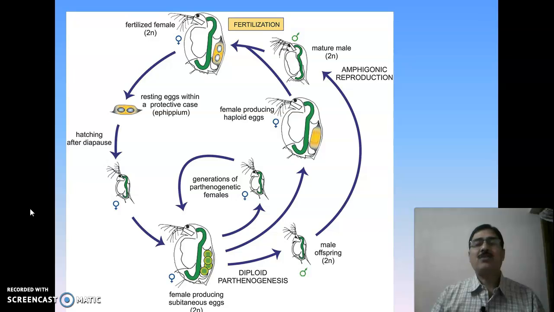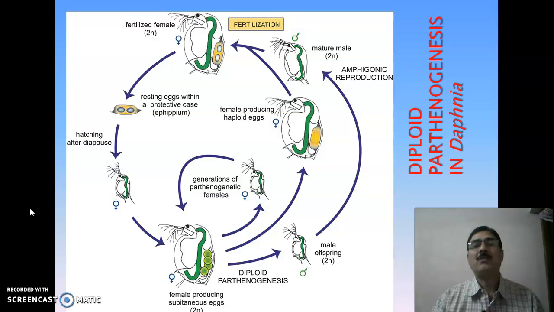Now, in my previous lecture, I discussed haploid parthenogenesis, that is the arrhenotoky. Today, we will discuss diploid parthenogenesis. Let us take the example of the waterflea Daphnia. As you can see in this slide, there is development of a fertilized female, and this fertilized female has resting eggs with a protective case, which form the female after diapause, the female producing the eggs.